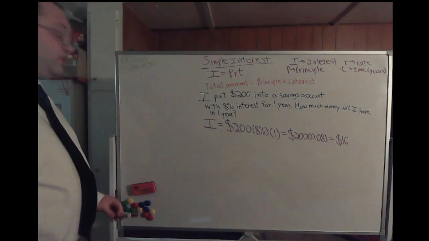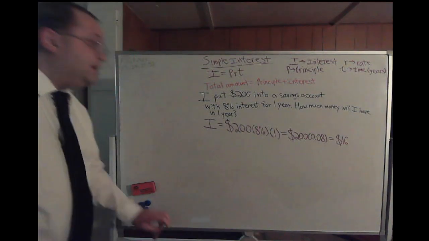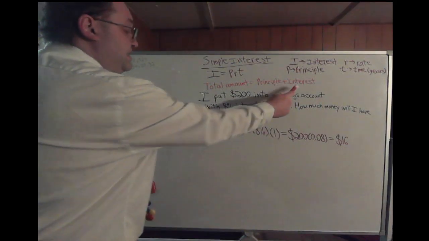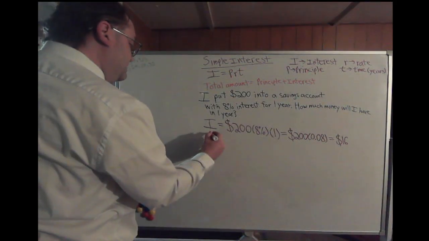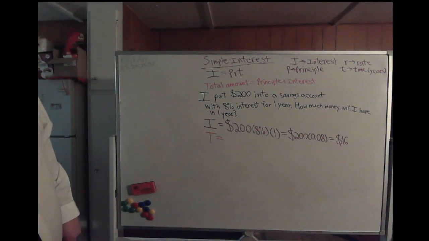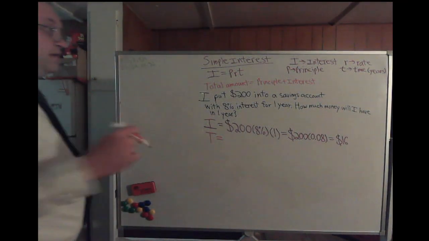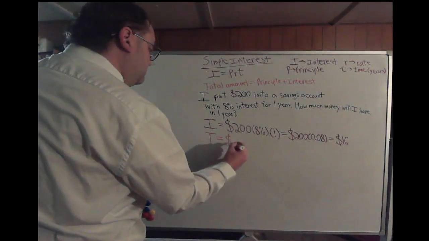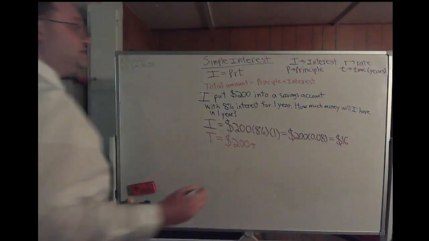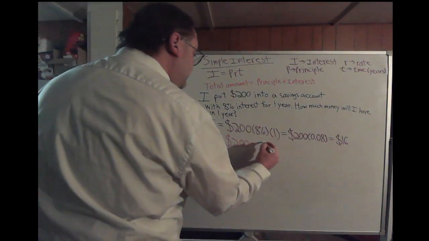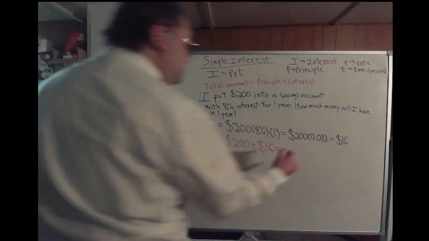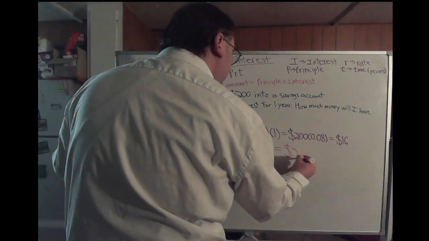We've only answered one part of the question. Now the total amount of money I'm going to have after that time period is going to be the principal plus the interest. So let's see. We'll let T be the total amount. So we have the total amount is the principal, which will be that $200. That's what I put in, plus the interest. The interest we found to be $16. Add those together, 200 plus 16 is $216.